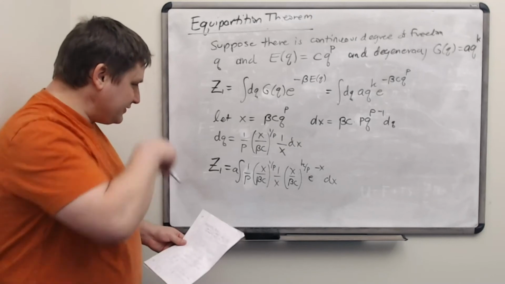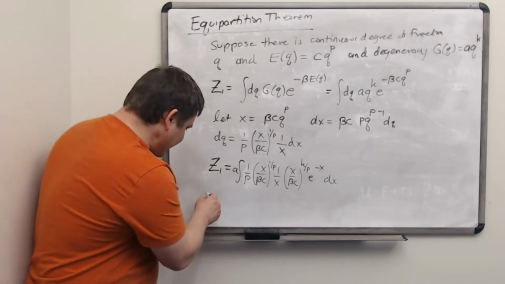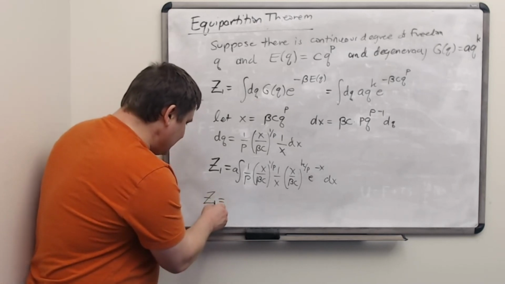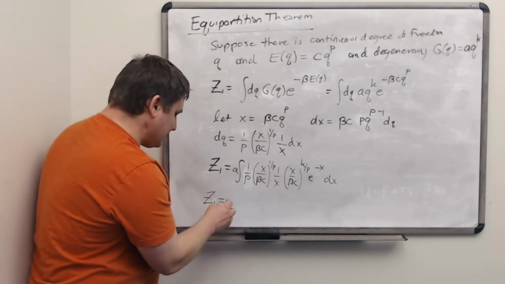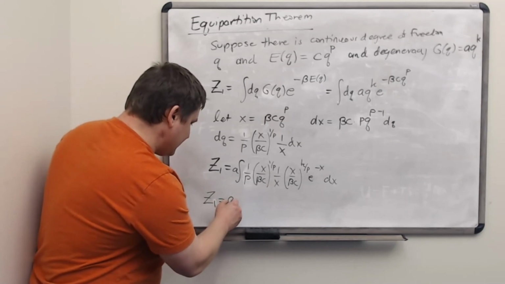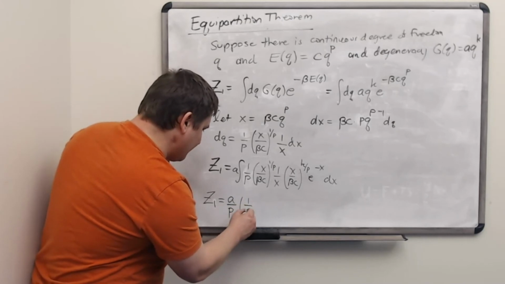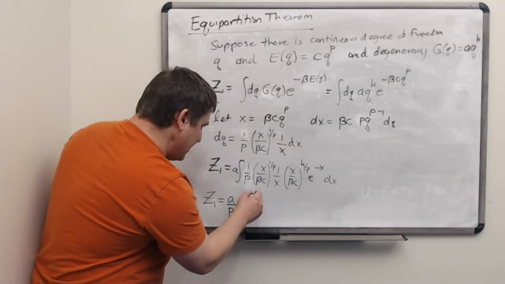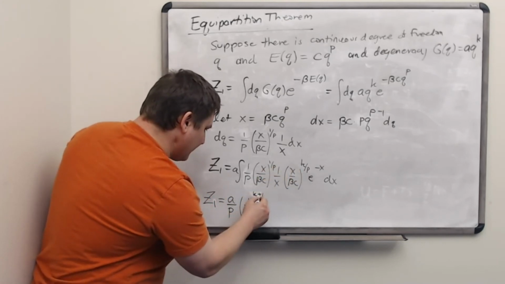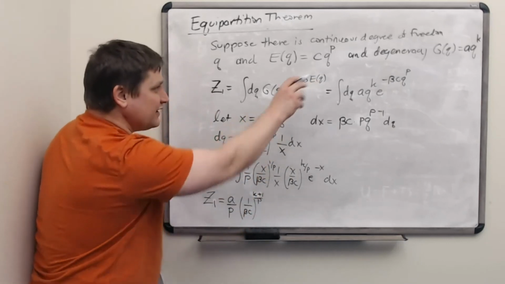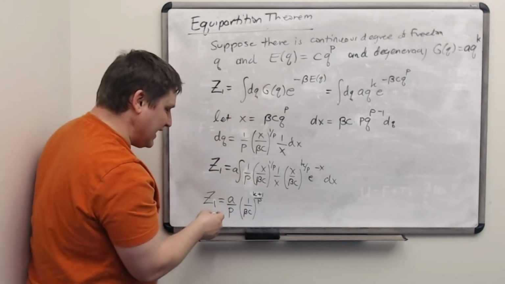So we have this integral to do, and it's not really a very easy integral to find the value of, this x to all these fractional powers, but we'll find out that doesn't really matter. So look at the following things here. We've got a divided by p, then we have the quantity 1 over beta c to the power k plus 1 over p. So k was the power of the degeneracy, p was the power of the energy. So all that stuff is outside the integral.